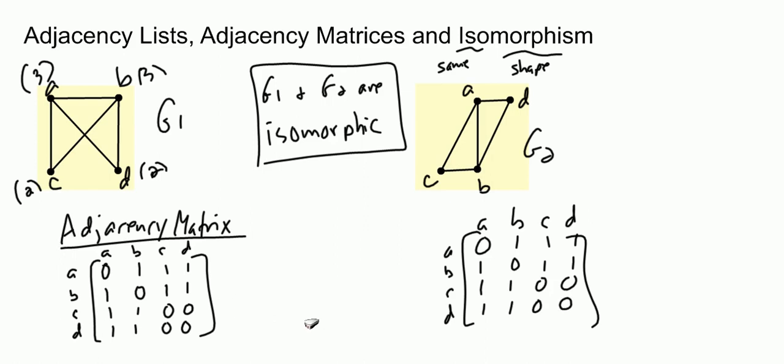Okay. Now you can see there's some symmetry to this matrix, right? Because if A is connected to D, then D has to be connected to A. So you're always going to have this sort of diagonal symmetry with these adjacency matrices.